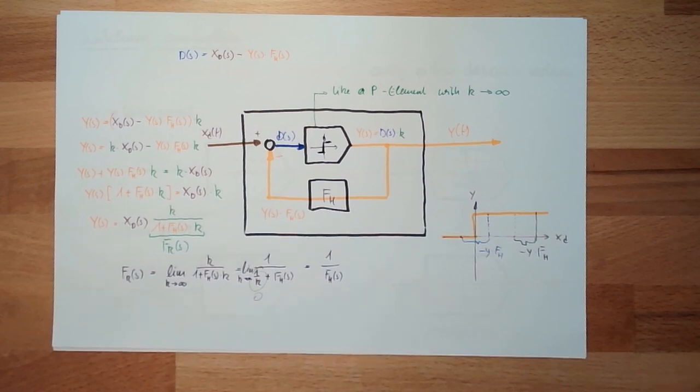Switching controllers. That's about what I'm going to talk about. Next time, we're going to talk about the first type of continuous controllers. We're going to talk about a P controller.